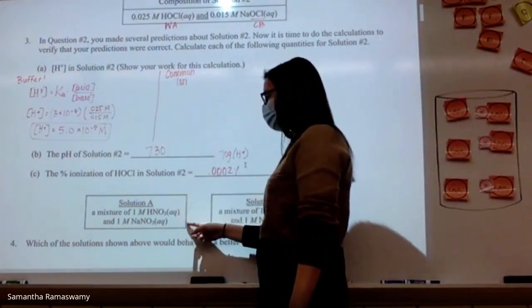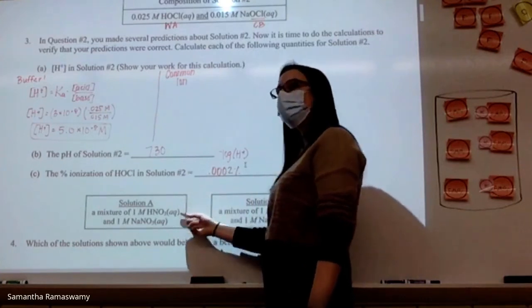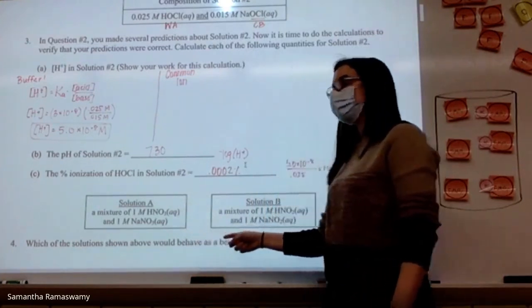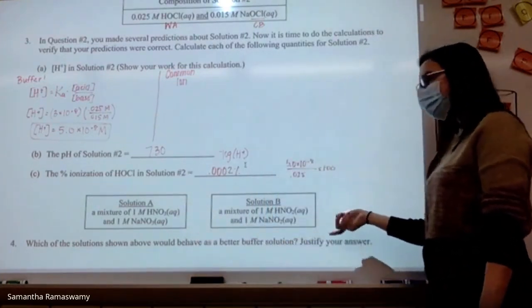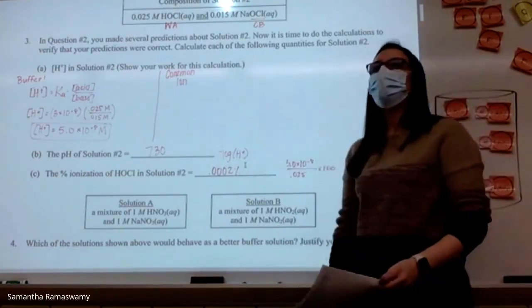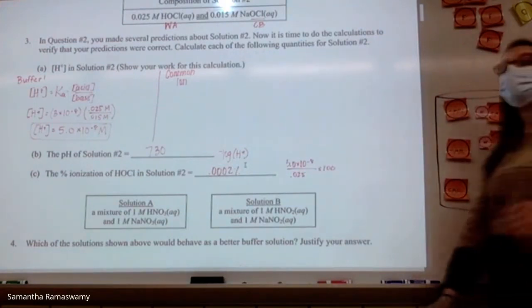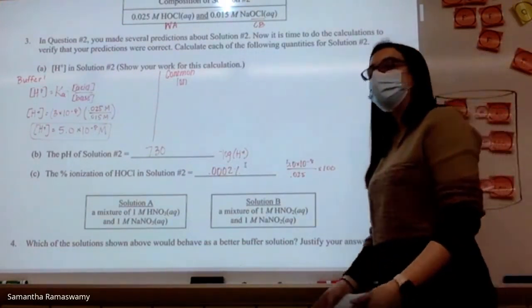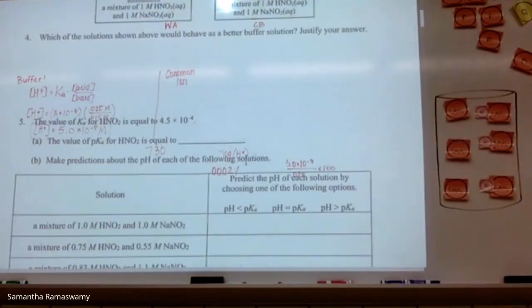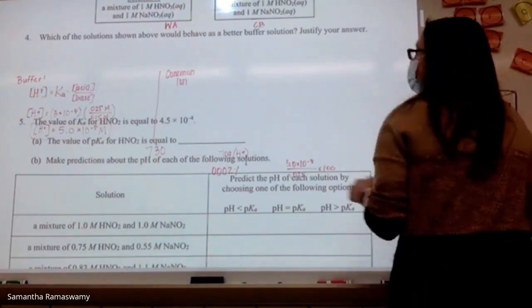And remember that for you to have a buffer, you need an acidic component and you need a basic component. So take a look at each of the solutions and see if you have that acidic component and that basic component. So think about what's HNO3 and what does that mean about NO3 minus? What's HNO2? What does that mean about NO2 minus?